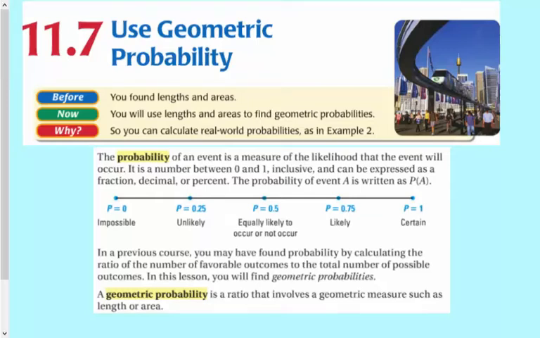This is geometric probability, and it's something that I like to show students if we have a little extra time. Basically, it's finding area, and then finding the area, and then dividing.